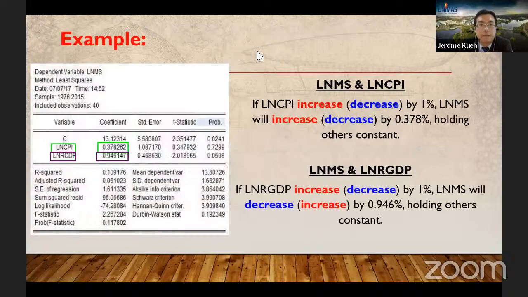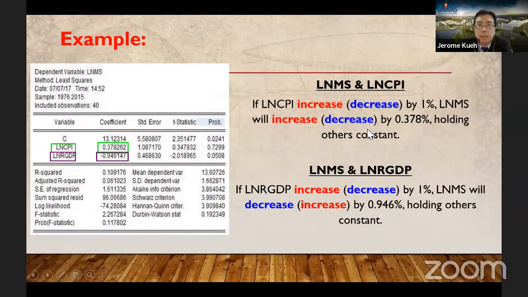So what does it mean here? For example, we look at the same example just now. The dependent variable is ln NS here, and the independent variables are ln CPI and also ln RGDP. In terms of interpretation, normally we will look at the sign. Is it positive or negative? It means that we're looking at the marginal impact. If the independent variable, in this case ln CPI, increases by 1%, then the dependent variable will also increase by 0.378%, holding others constant.